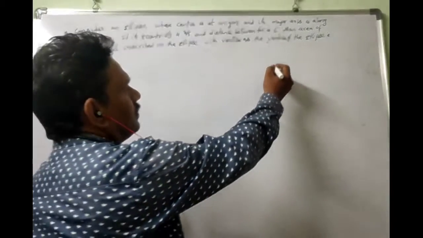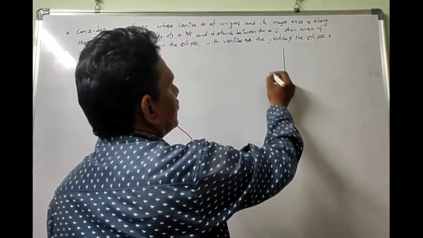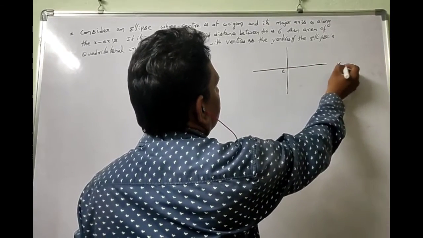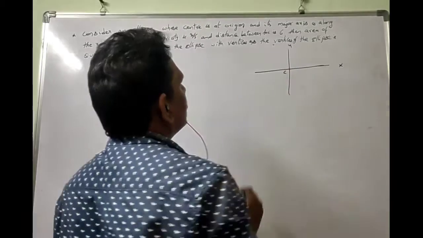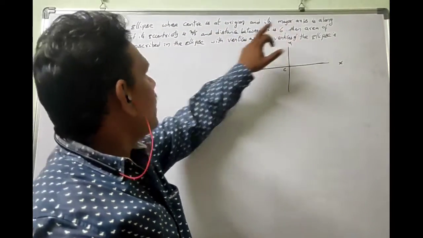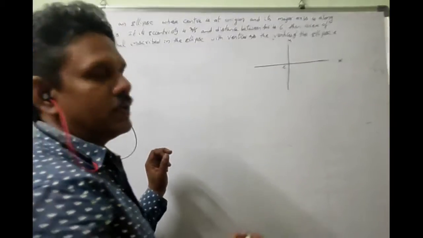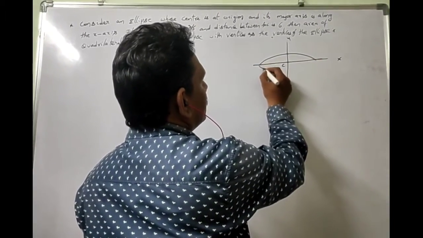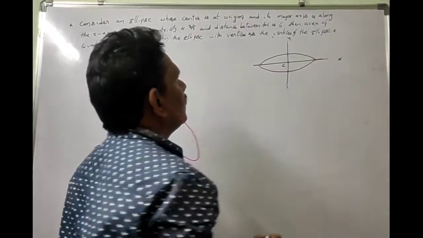So here, what is he saying? He has given one ellipse, the center of the ellipse he has given as origin. Suppose this is x-axis and this is y-axis. Center of the ellipse he has given at the origin and the major axis is along the x-axis. That means the ellipse will be in this form.